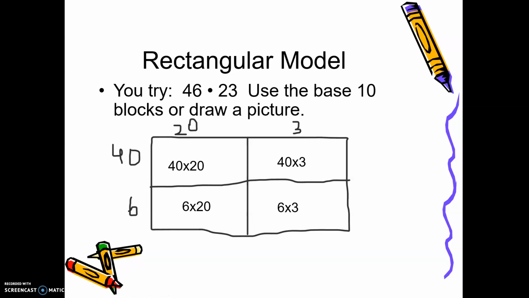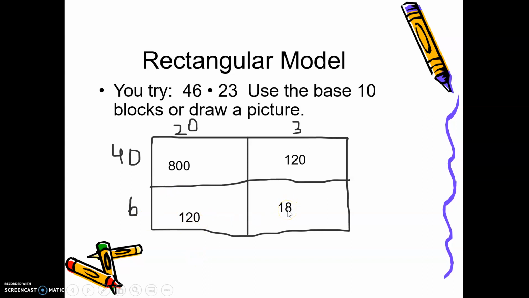We're basically creating a rectangular representation of two-digit numbers, and because we have 2 digits times 2 digits, you have tens and ones, and then you multiply them across. Okay, we'll continue. So we just figured out that 40 times 20 is 800, 40 times 3 is 120, 6 times 20 is 120, and 6 times 3 is 18.